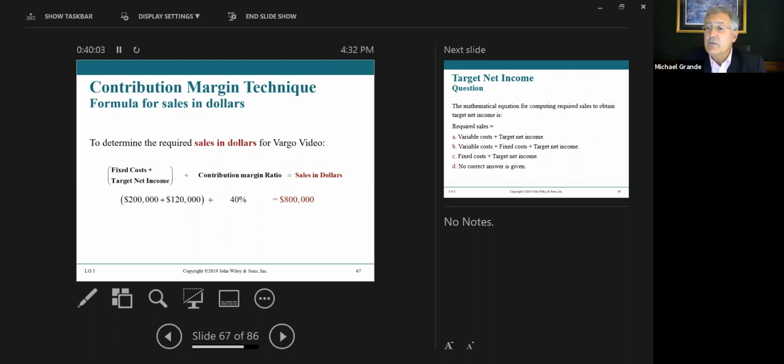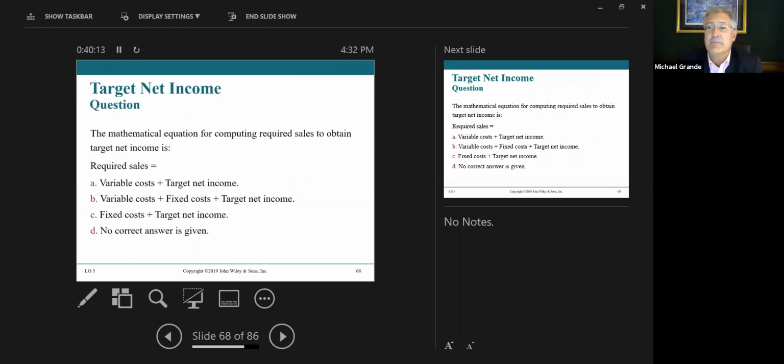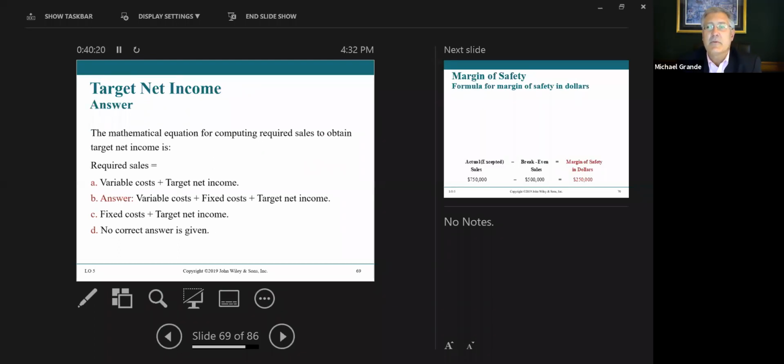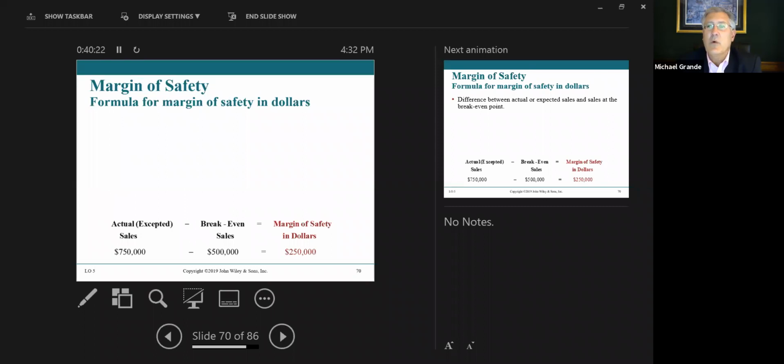Total sales would have to be $800,000, because remember, it's fixed cost plus the target net income divided by 0.40. So the math, we're going to skip that. So what is the margin of safety?